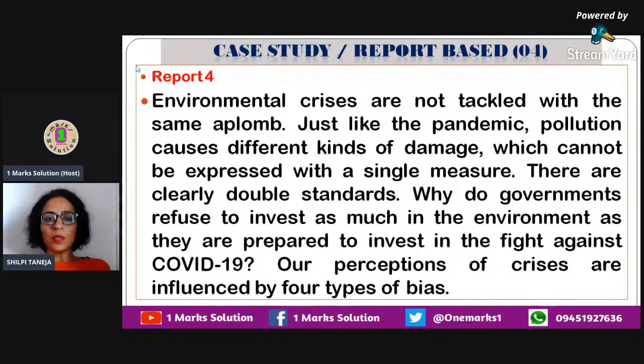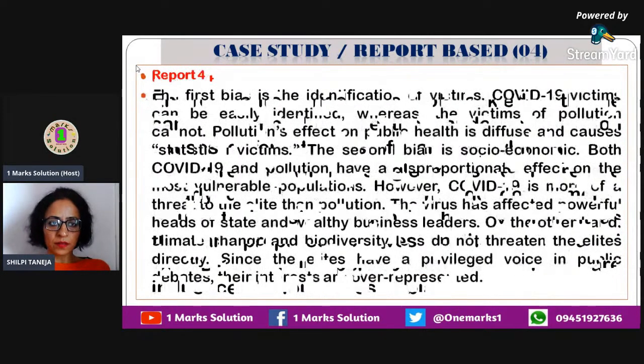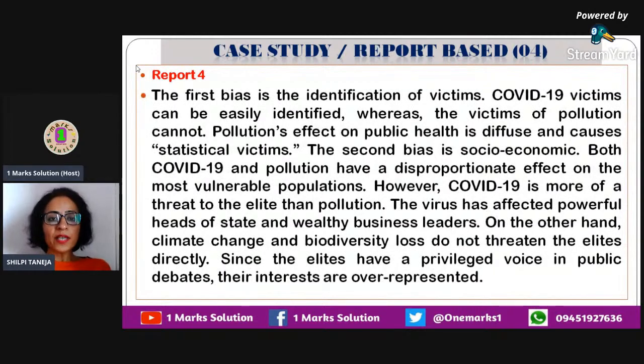Now report 4, environmental crises are not tackled with the same aplomb. Just like the pandemic, pollution causes different kinds of damage which cannot be expressed with a single measure. There are clearly double standards. Why do governments refuse to invest as much in the environment as they are prepared to invest in the fight against COVID-19? Our perceptions of crisis are influenced by 4 types of bias. What are these? The first bias is the identification of the victims. COVID-19 victims can be easily identified, whereas the victims of pollution cannot.